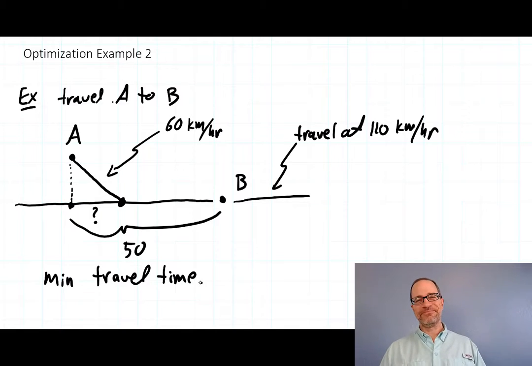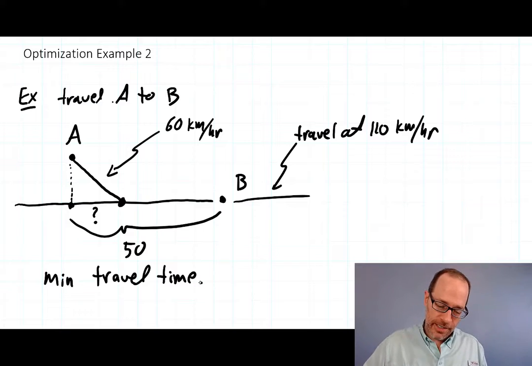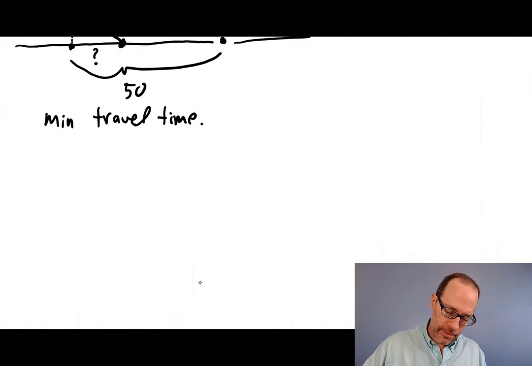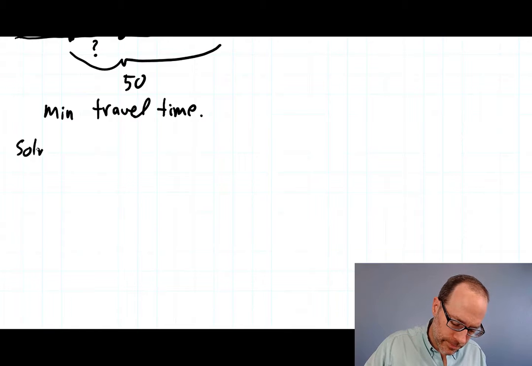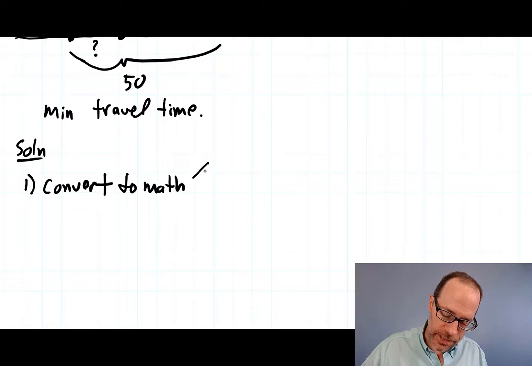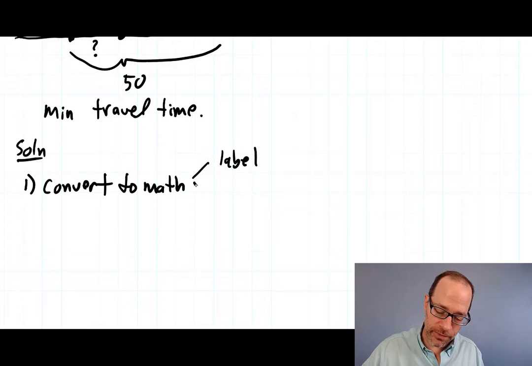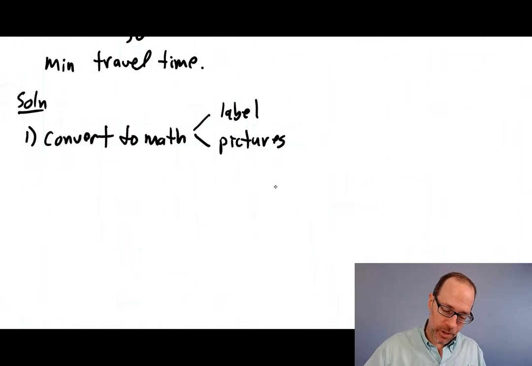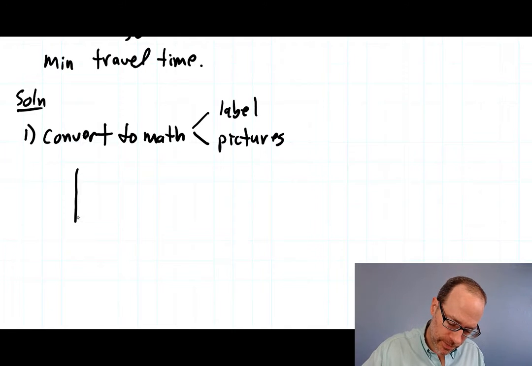All right. So step one is to convert this problem into pure mathematics. So convert to math. Often this involves labeling things so that you have variables to work with. And often it involves pictures, though manifestly this one already has a picture. So, here we go. Setup looks like this.